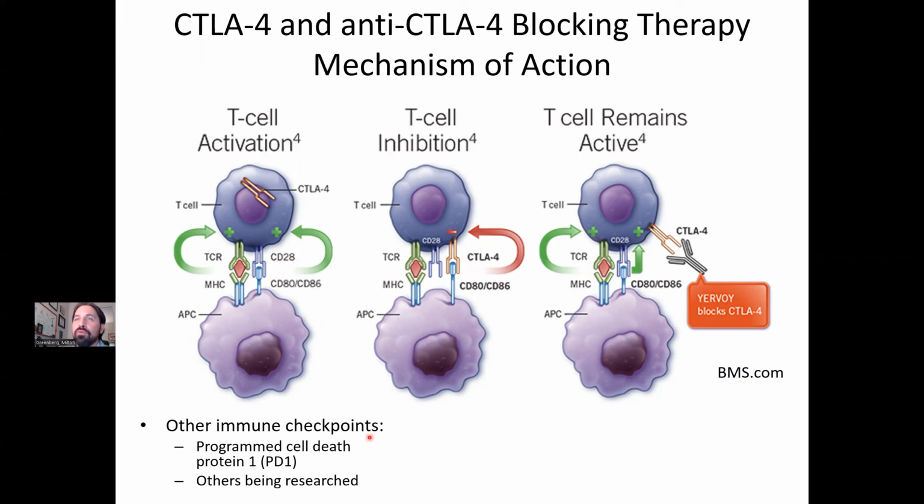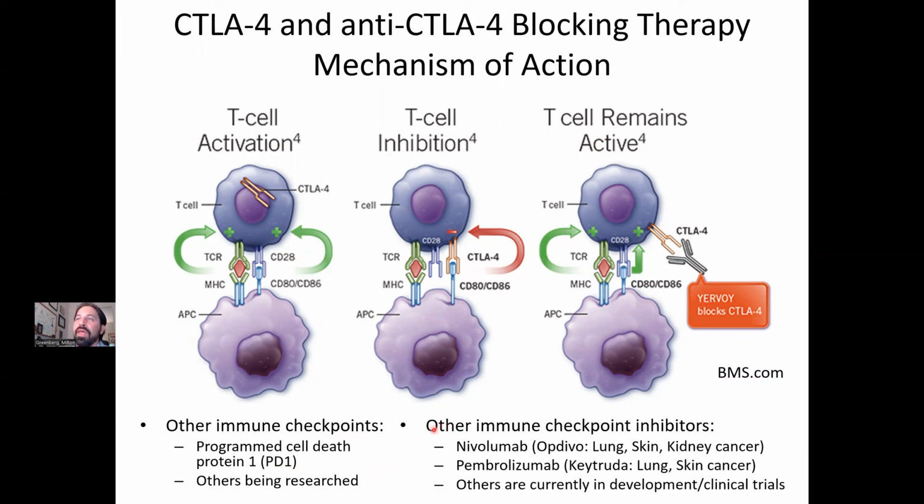So we have these other immune checkpoints that we know about, things like PD-1 and others being researched, and other immune checkpoint inhibitors. We have nivolumab, its trade name is Opdivo, that's approved for lung, skin, and kidney cancer. We have pembrolizumab, marketed as Keytruda, that's great for lung and skin cancers. And there are so many oncology trials currently undergoing different testing with these agents, as well as other immune checkpoint agents.